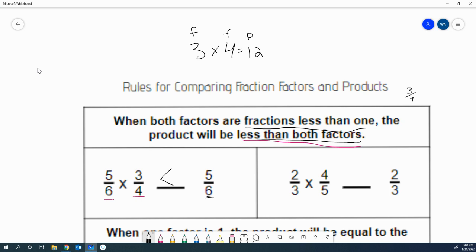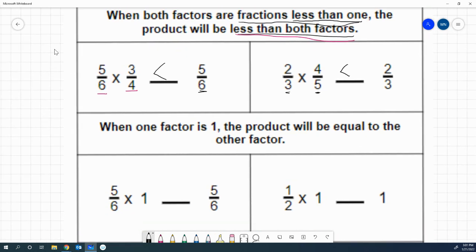It's very important that we remember that it's only with fractions less than 1 that this happens. Let's go ahead and look at this next one: 2/3 times 4/5. Knowing what you know about the rule, do you think 2/3 times 4/5 is going to be greater than, less than, or equal to 2/3? I hope you said less than, because we know whenever we multiply two fractions less than 1, the product is going to be less than both of the factors.